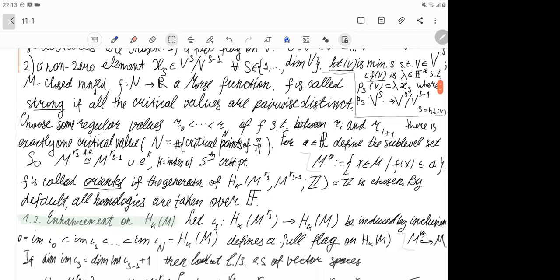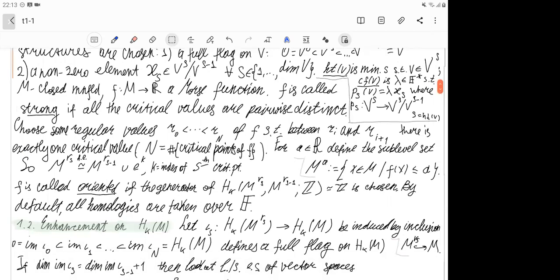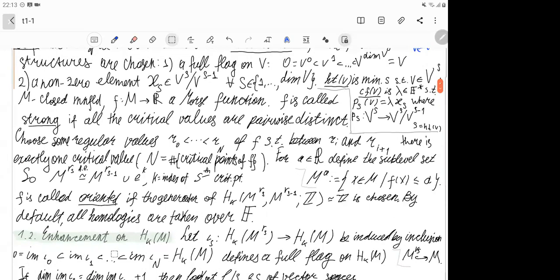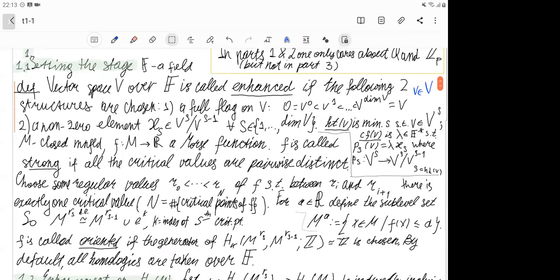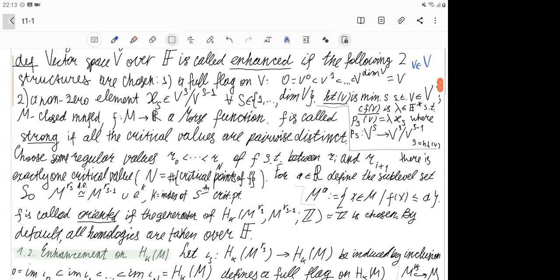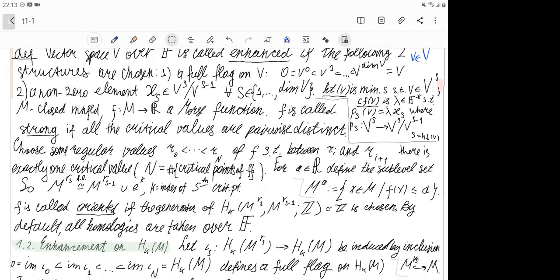So I'm going to proceed to the definition of the enhancement. So what I want, right? I have defined what an enhanced space is. It is a vector space. Now I have this geometrical stuff like M and F, and I'm going to construct an enhancement on H_k of M, considered as a vector space over F, defined by the Morse function F, right? So that's my goal. I will now accomplish it.